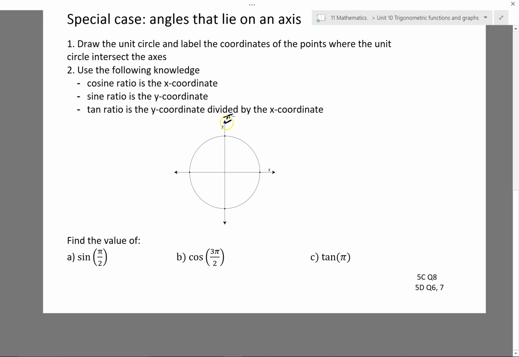So I'll just mark where pi on 2 is, and I'd write the coordinates of these points. There, you'll get good at using these points. And so if I want to find the value of sine pi on 2, I'd draw this diagram on my paper. And knowing that sine is the y-coordinate, I'll just identify that the y-coordinate here is 1, and I'll write it down. So this 1 came from there.